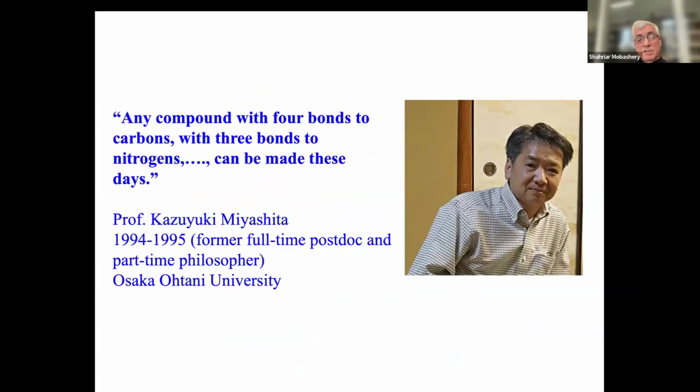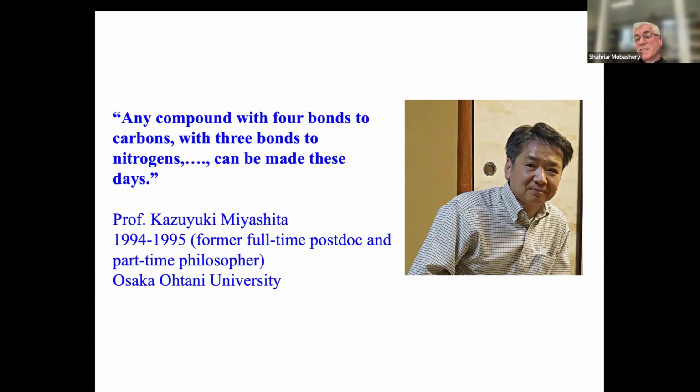So I just wanted to acknowledge the very important contribution by a series of talented synthetic chemists in my group that made possible many of the studies that I'm going to be talking to you about. I won't have the time to describe the synthesis because of the shortness of the presentation. But Kazuyuki Miyashita was one of my first postdocs way back when, and he would go on and say things like this: any compound with 4 bonds to carbon, 3 bonds to nitrogen, 2 bonds to oxygen can be made these days. He was a full-time postdoc and a part-time philosopher, as my statement says there.